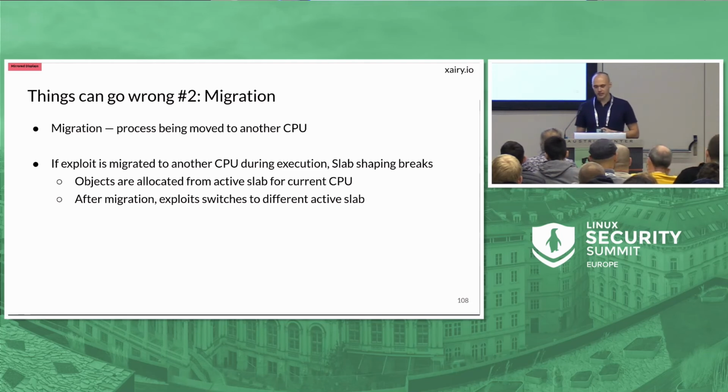Another problem that might happen: let's assume we have multiple CPUs and we start executing our slab shaping strategy. It could happen that our exploit process gets migrated to a different CPU in the middle of slab shaping execution. This is a problem because once it's migrated to a different CPU, it starts using the active slab of that other CPU. And our slab shaping strategy fails because it relies on the fact that we use a specific active slab and that the active slab does not change throughout slab shaping.